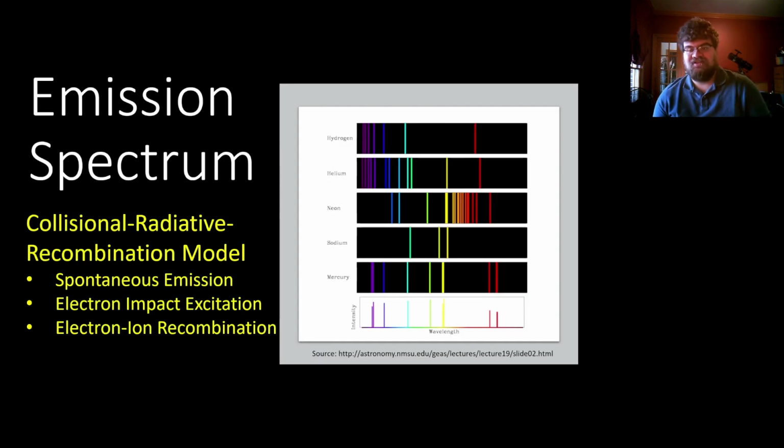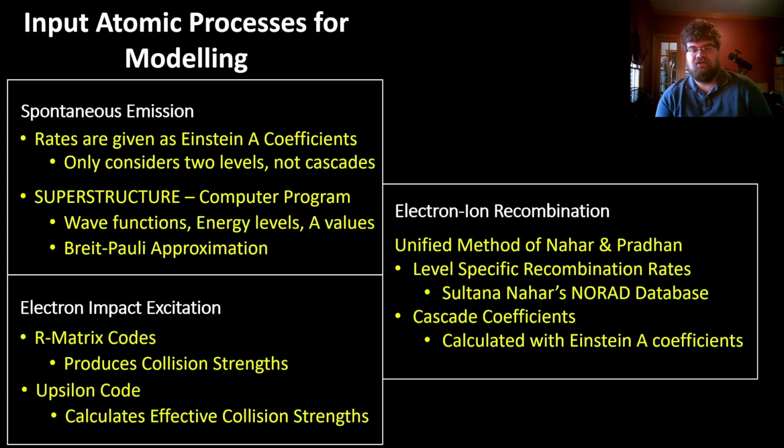So how do I personally work to aid in the search for phosphorus? Well, what I work with are emission spectra, and specifically I'm working with a collisional-radiative-recombination model, which means our two means of populating excited states are electron impact excitation and electron ion recombination, and then we're only considering spontaneous emission down from those excited states. So now I'm going to go into detail about the specific parameters we use to model the physics we care about for our model. First, we have spontaneous emission.